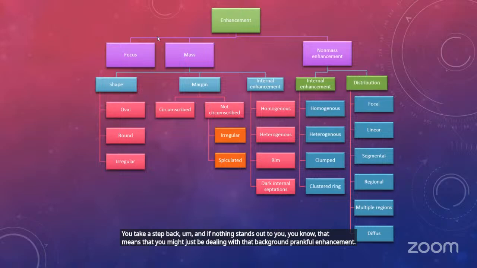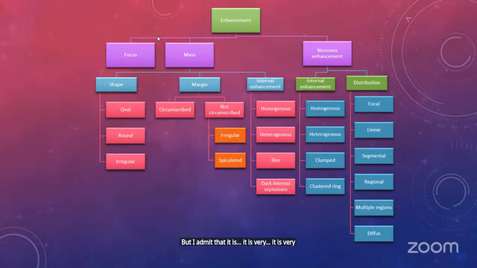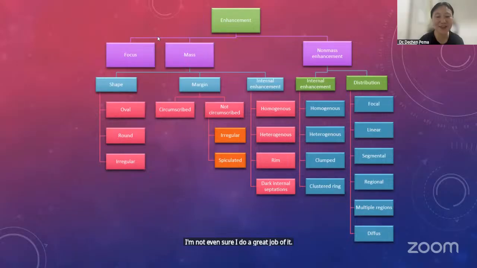But I admit that it is very tough. I'm not even sure I do a great job of it. Oh, I agree with that.